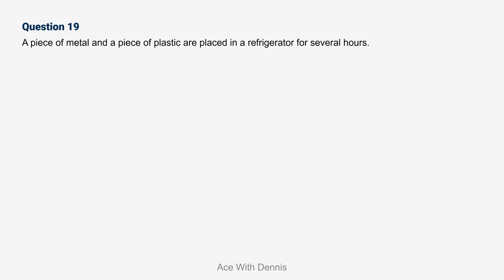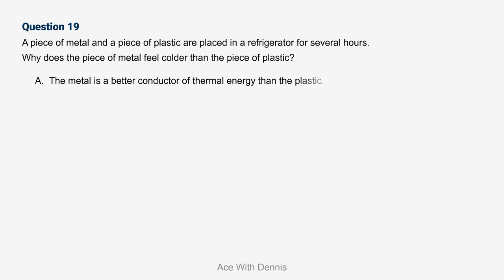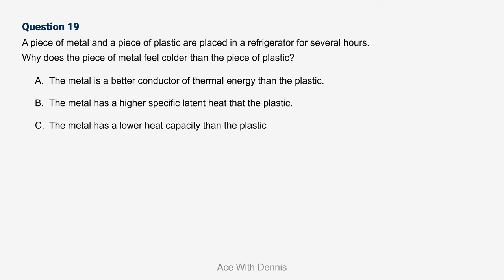Question 19. A piece of metal and a piece of plastic are placed in a refrigerator for several hours. Why does the piece of metal feel colder than the piece of plastic? A. The metal is a better conductor of thermal energy than the plastic. B. The metal has a higher specific latent heat than the plastic. C. The metal has a lower heat capacity than the plastic. Or D. The metal is at a lower temperature than the plastic. The answer is A. The metal is a better conductor of thermal energy than the plastic.